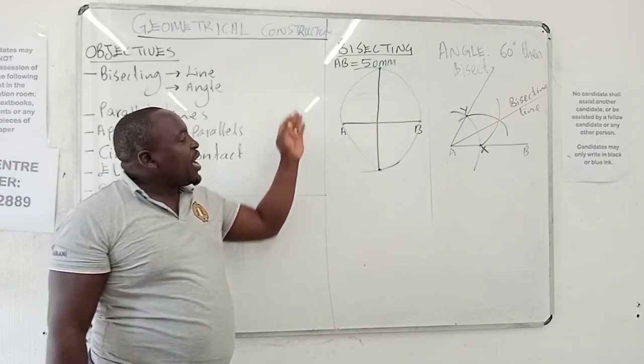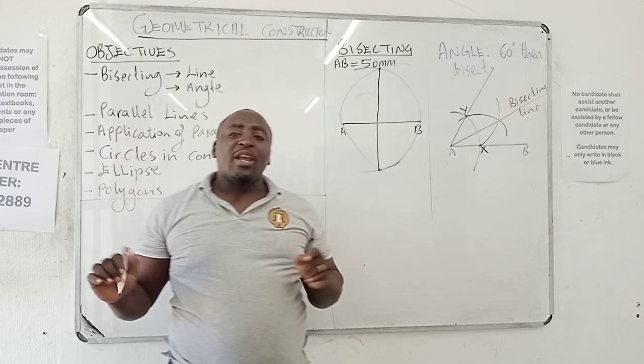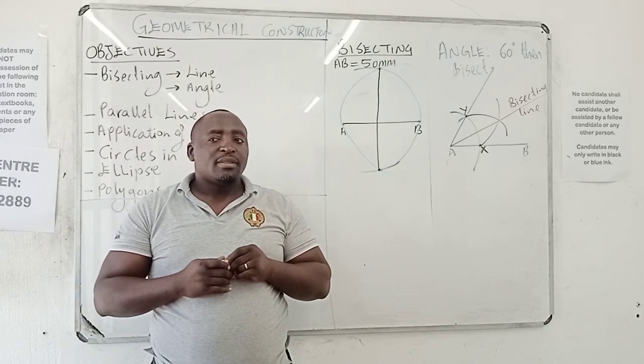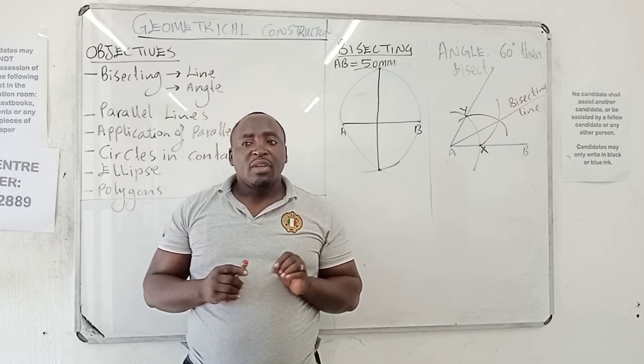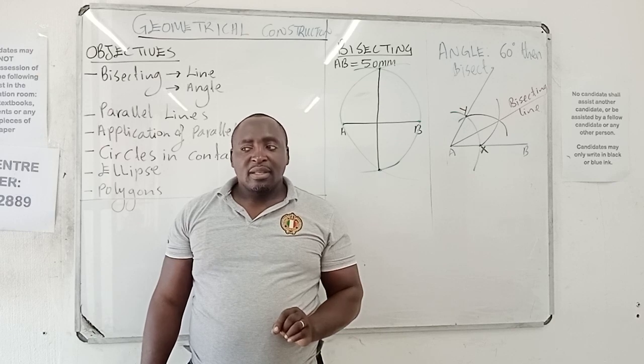Okay? So we have done the bisecting of a line and the bisecting of an angle. Is there any question? We are fine? So do we understand how to bisect?